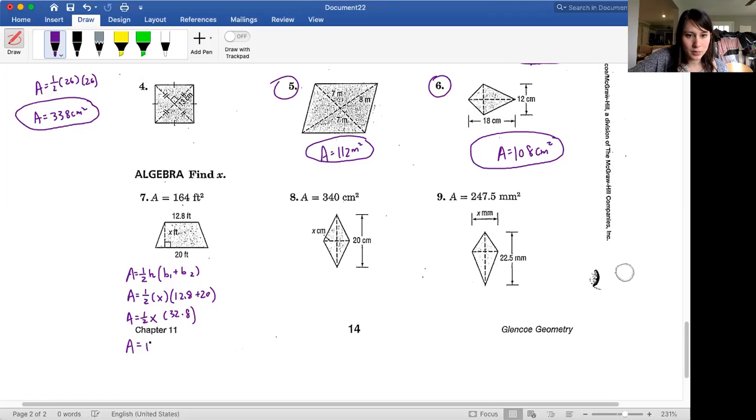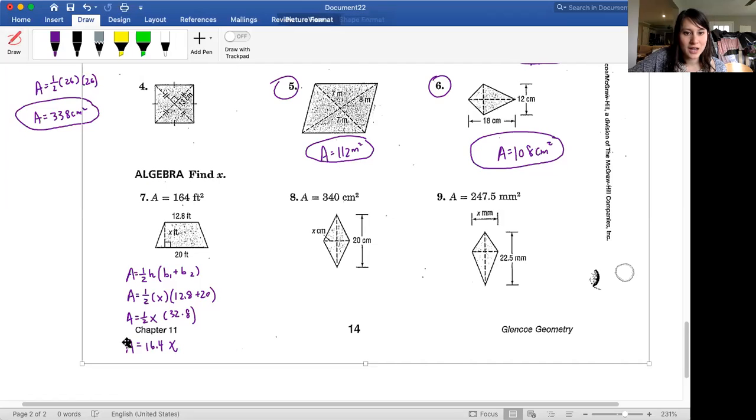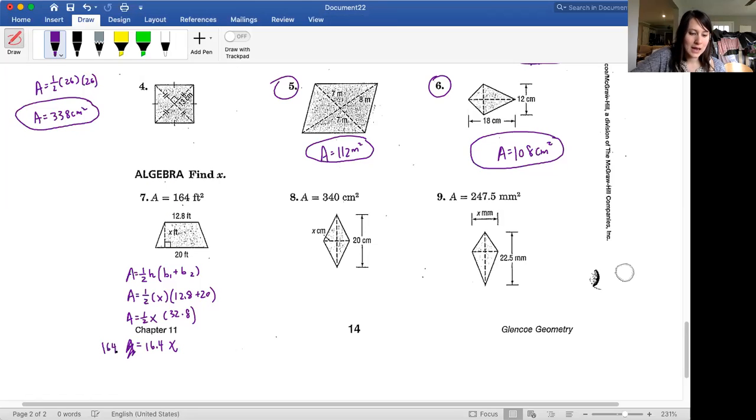So I have 16.4x, and I forgot to put down that the area is given to us. The area is 164, so I'm going to replace this here. Area is 164, and now I'm going to divide 164 by 16.4. When I divide that, I get 10. So the height is 10.